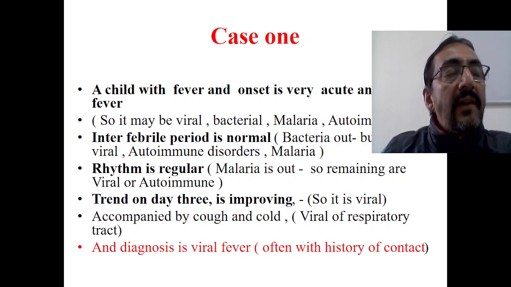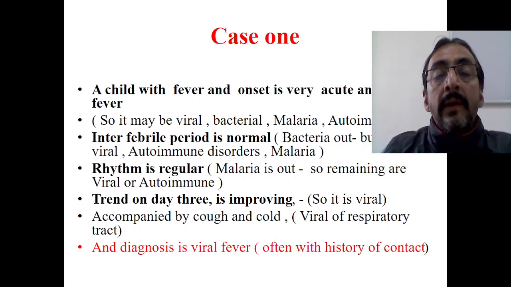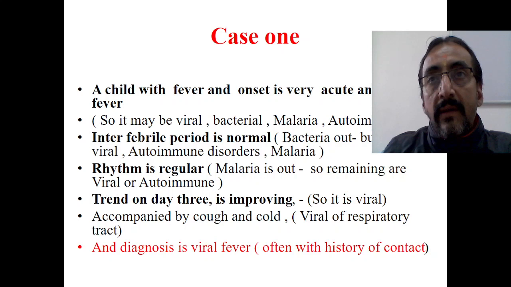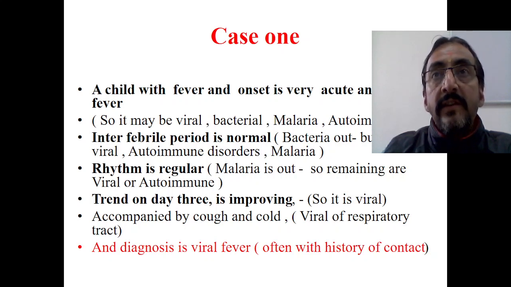A child is there with fever. Now you have to answer me. A child is there with fever, and onset is very acute, and high fever is there. So take the first sentence. You ask a question, onset. So the mother is giving this answer: child is having fever, onset is very acute and there is high fever.